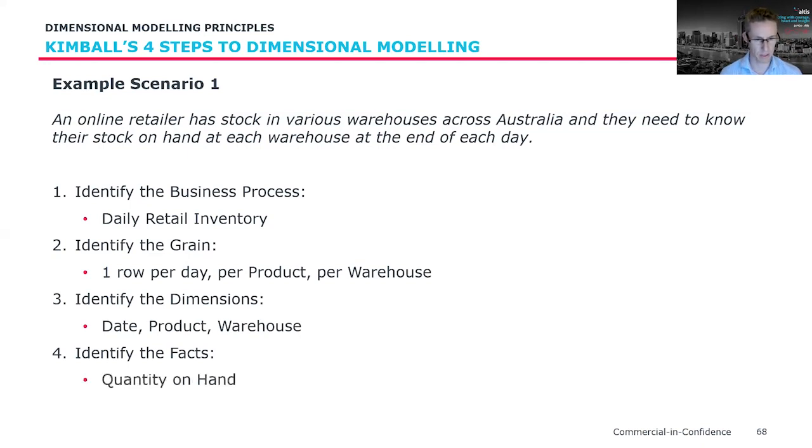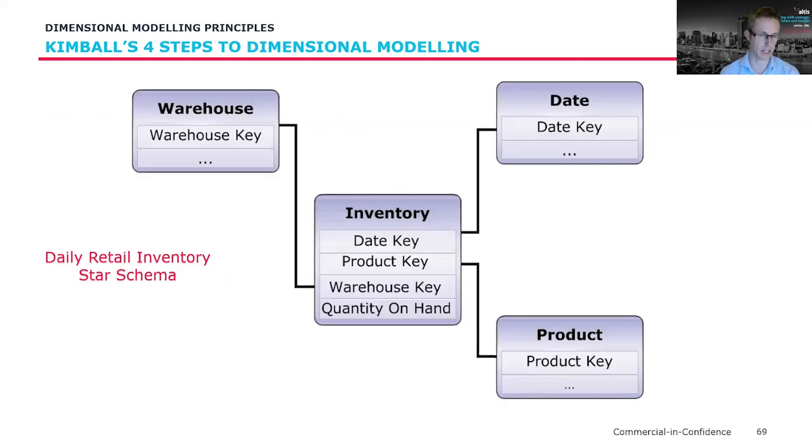And then finally, we identify our facts, which in this case is wanting to understand what the quantity on hand is. Once we've gone through our 4-step process, we're then in a position to actually build out our star schema, which would take the form of something like this. We've got our inventory fact table with our warehouse, date and product dimensions to help us analyze what our quantity on hand is.